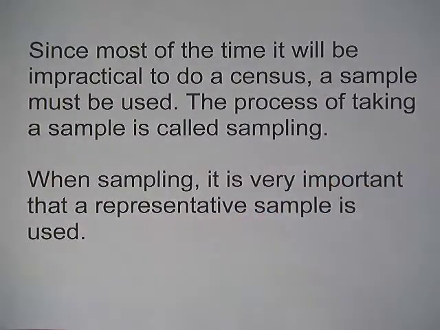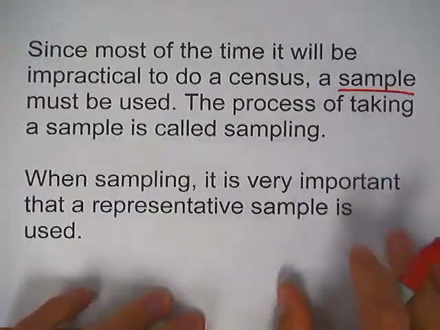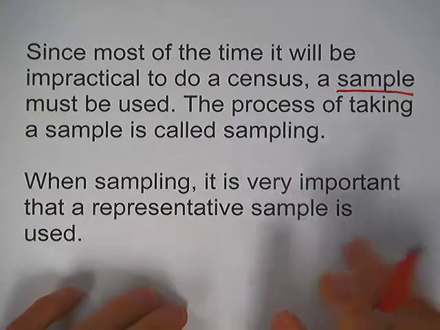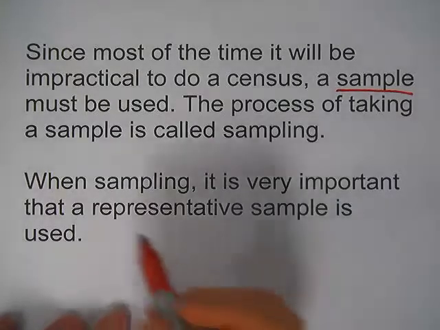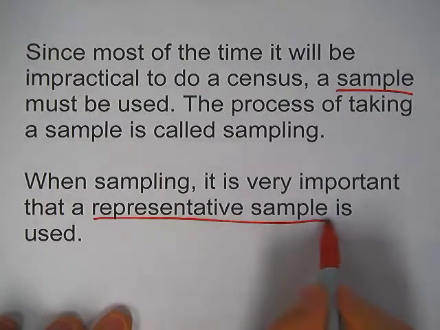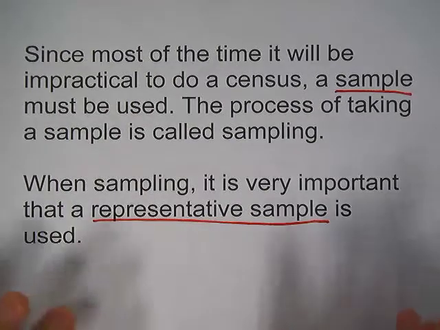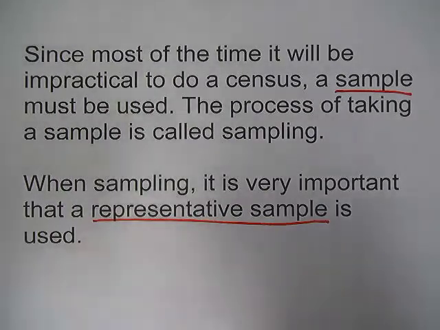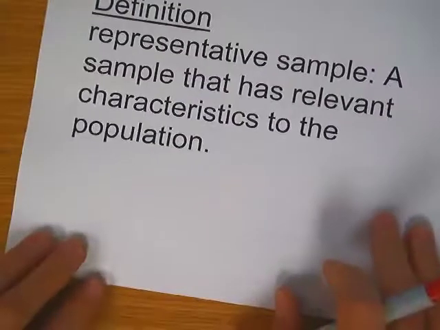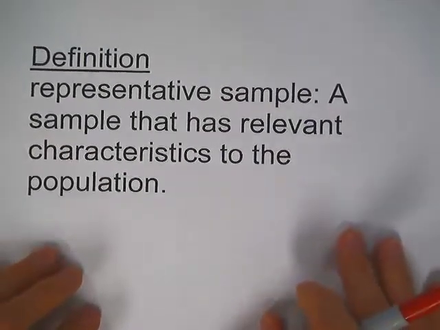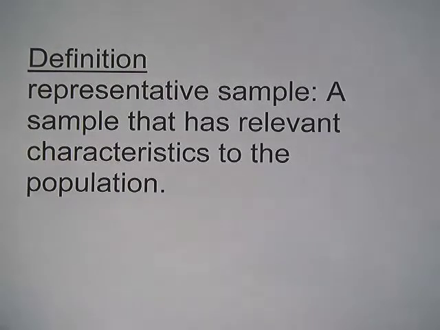Since most of the time it will be impractical to do a census, a sample must be used. The process of taking a sample is called sampling. When sampling, it's very important that a representative sample is used. So we want our sample to represent our broader population. A representative sample is a sample that has relevant characteristics of the population.